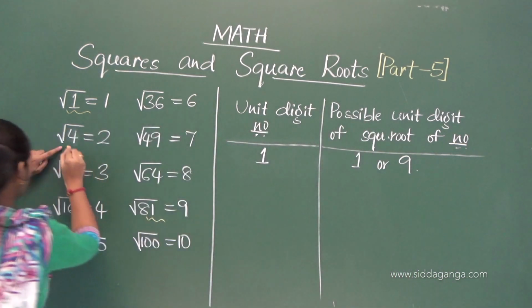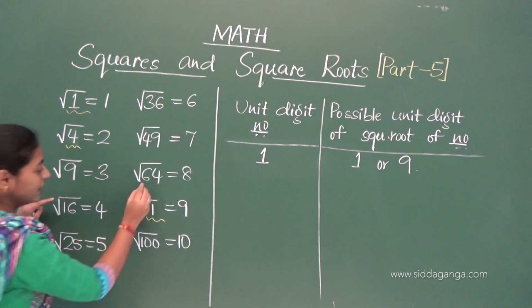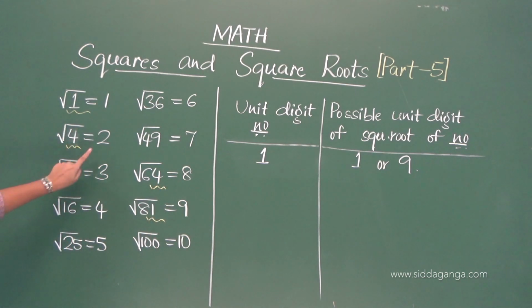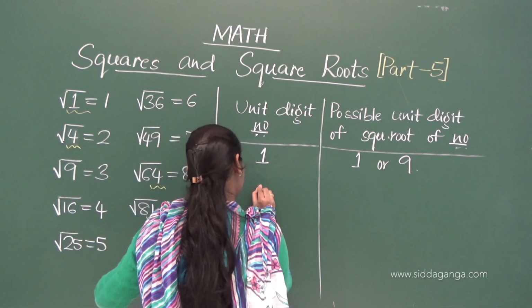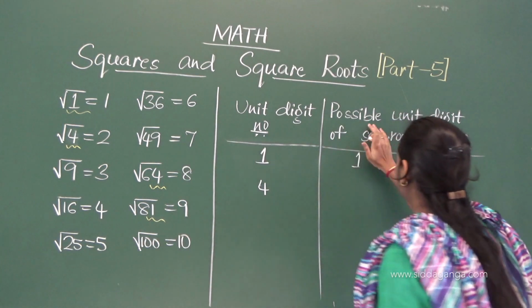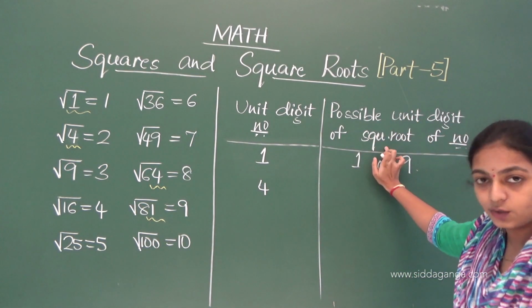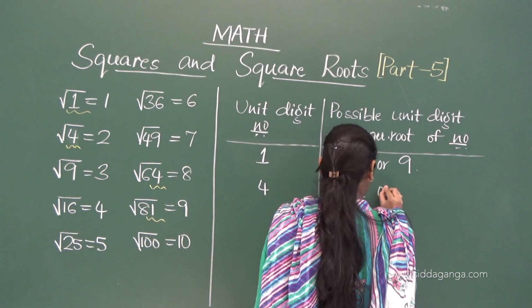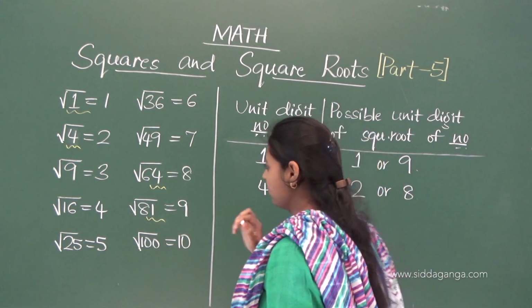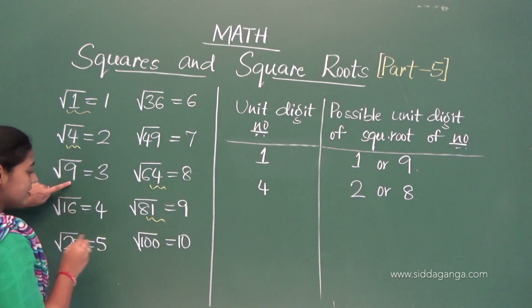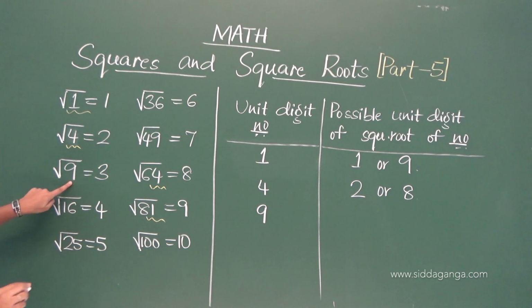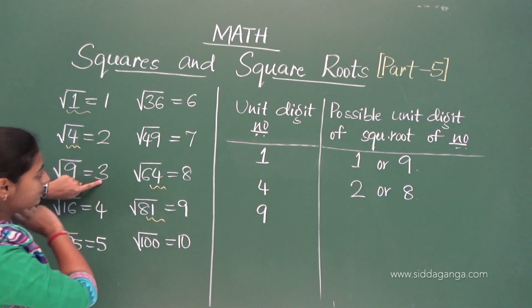Similarly, here 4 is in the units place and in 64 also 4 is in the units place. Then the possible unit digit of the square root of a number may be 2 or 8. If 4 is in the units place, then the possible unit digit of the square root of a number is 2 or 8. If the units place digit is 9, then the possible unit digit of the square root of a number may be 3 or 7.